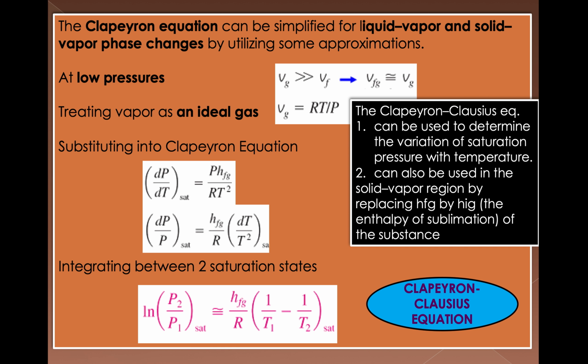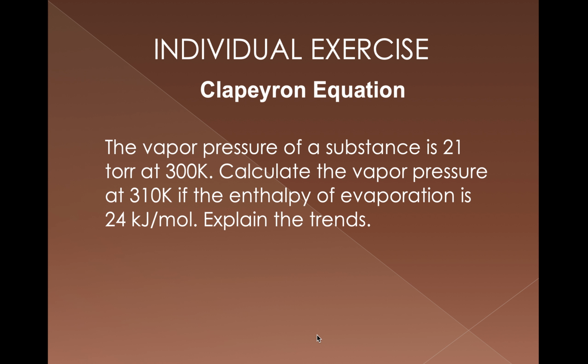Having this formula, let's move on to the individual exercise. The vapor pressure of a substance is 21 torr at 300 Kelvin. Calculate the vapor pressure at 310 Kelvin if the enthalpy of evaporation is 24 kJ per mole. Explain the trends.